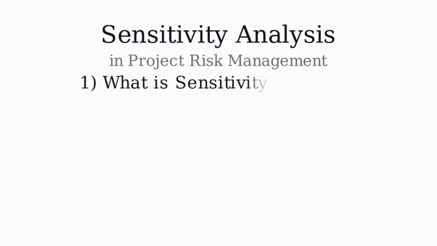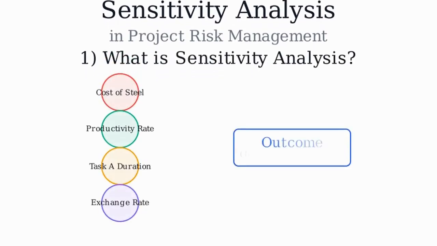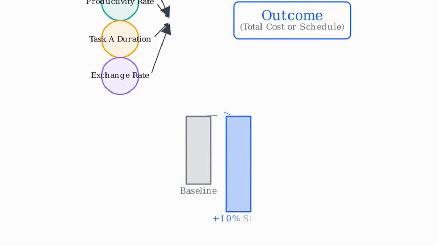First, what is sensitivity analysis? It measures how sensitive the project outcome, like total cost or finish date, is to each uncertain input. In other words, if a small change in one input causes a large change in the outcome, that input is highly sensitive. Here is an intuition. A small change in one input, like a 10% increase in steel price, can cause a much larger jump in total cost, especially when that input drives many downstream expenses.